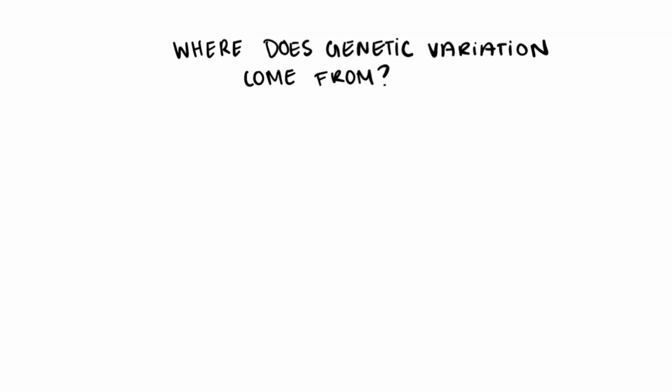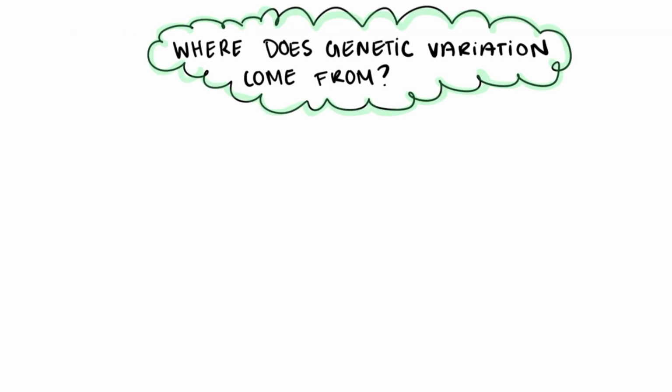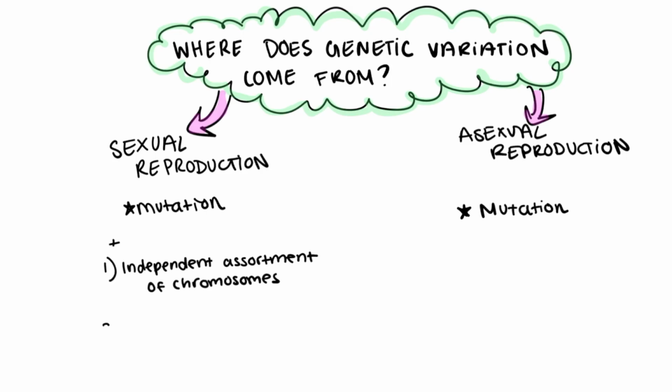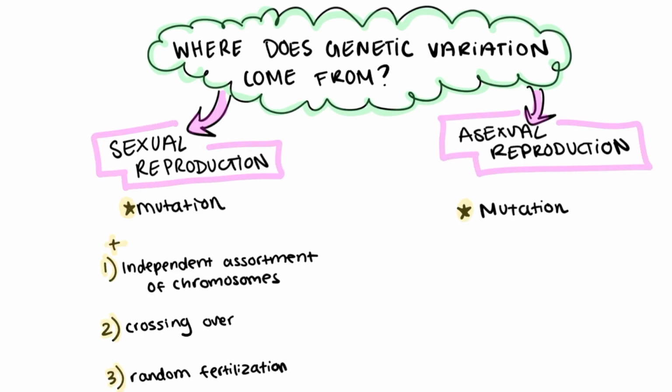So, where does genetic variation come from? In asexually reproducing organisms, variation definitely still occurs, but it's mostly due to random mutations in DNA. In sexual reproduction, we still have genetic variation through mutation. However, there's also variation built right into the process itself. So there are three key mechanisms to ensure that every individual is genetically unique, with the exception of identical twins. We've got independent assortment, crossing over, and random fertilization.